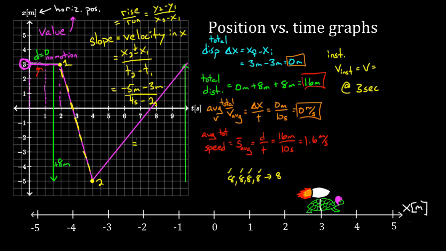And if you solve this thing, -5 and -3 is -8, divided by 2 seconds. Oops, can't forget my units. Oh, look at that, I got -4 meters per second. That was the instantaneous velocity at 3 seconds, -4 meters per second. Negative because the turtle was going backwards.